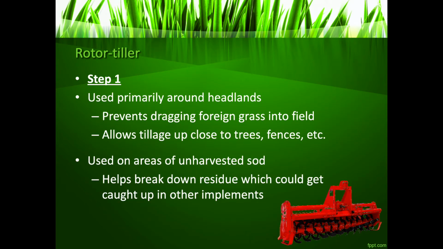So the first tillage implement that is used in sod production is the rototiller. This implement is used primarily around headlands and on areas of unharvested sod. The reason for using the rototiller on the headland is to help break down thick residue, which would typically get caught up in other implements, and to prevent dragging foreign grass and weeds from the headland into the field. By passing over these areas first, the rest of the tillage process becomes much easier with less interruptions.